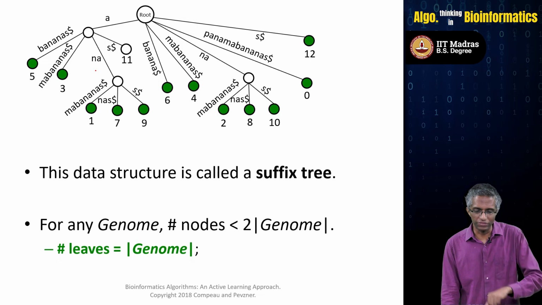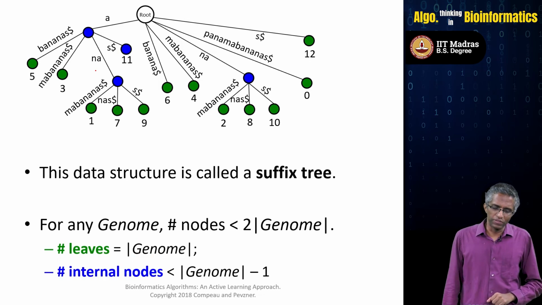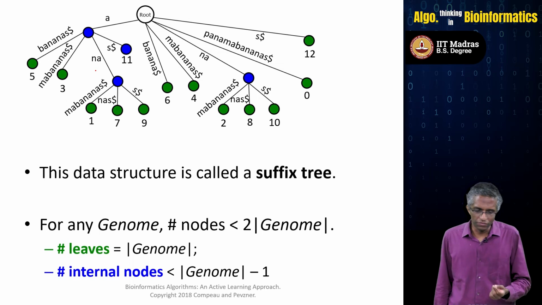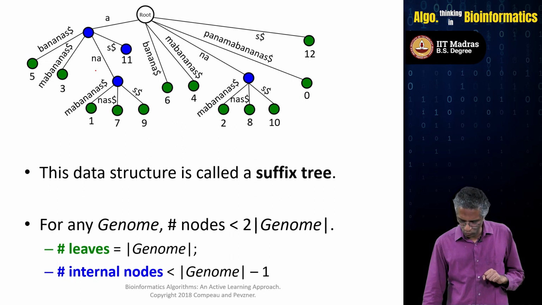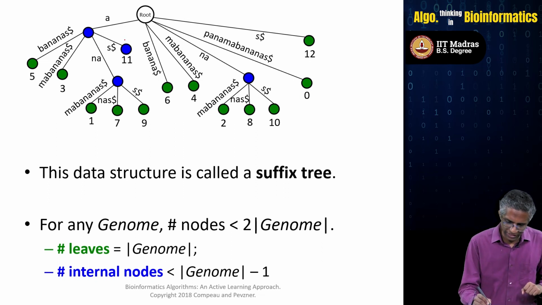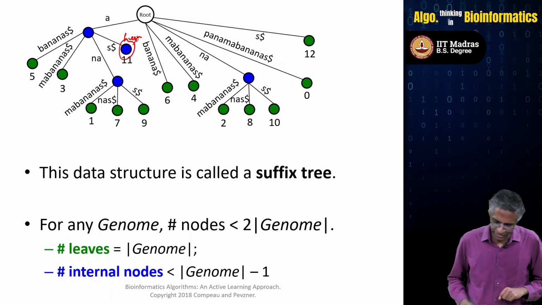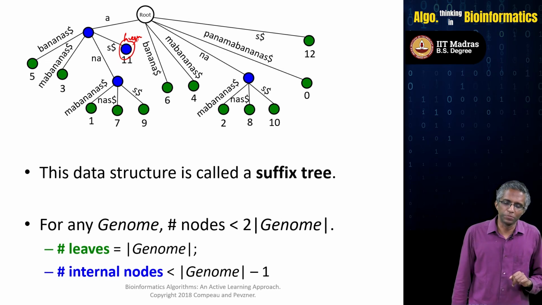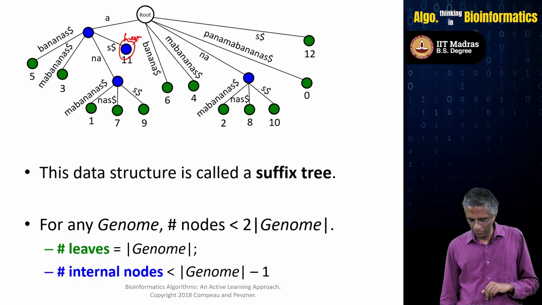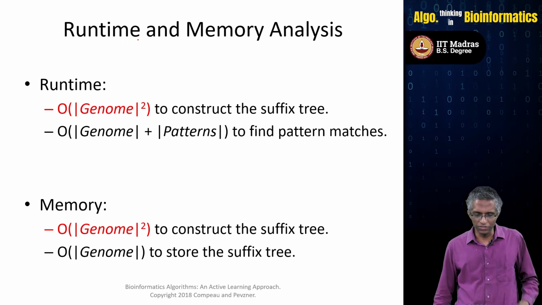Like we said, the number of leaves is the size of the genome. As for the number of internal nodes, there is one typo here, this has to be green as well. This should be green as well, but all the internal nodes are only 1, 2, 3, right, excluding the root. So that has to be strictly at most genome minus 1, by just following the property of a tree where each internal node has at least degree 3.